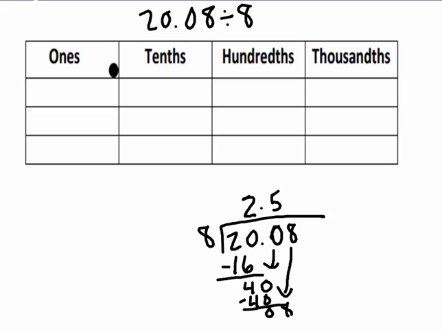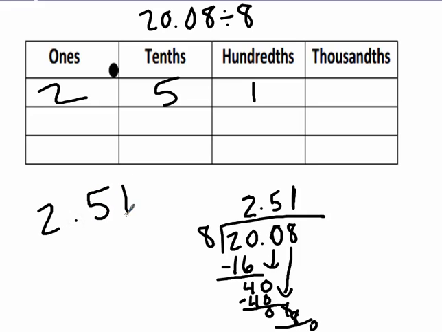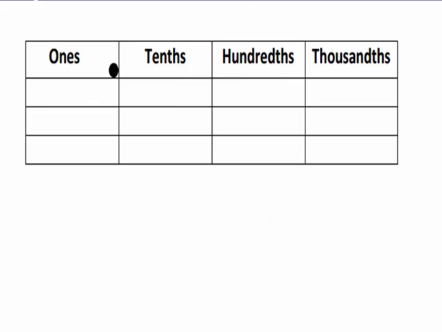So I need to pick a number larger than 0, which would be 1. 8, 0. Now I check. This number is less than that number, so I know my answer is good. 2, 5, 1. My answer is 2 ones, 5 tenths, 1 hundredths. Okay, let's check just one more.